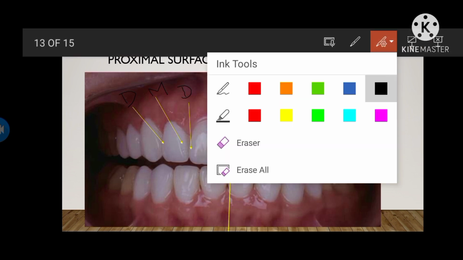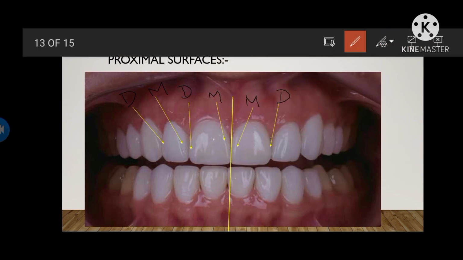As you can see here, we have the median vertical line dividing the arch into right and left halves, right? This is the mesial surface of the central incisor. This is the mesial surface of the central incisors which are in contact with each other. Same is the case in the mandible also. These are the mesial surfaces of the mandibular central incisors that will come in contact with the mesial surface of the central incisor of the right side and left side, right?